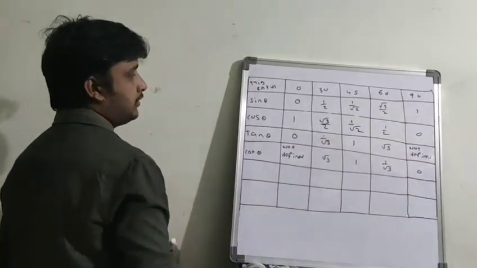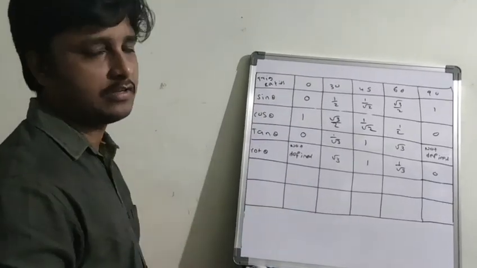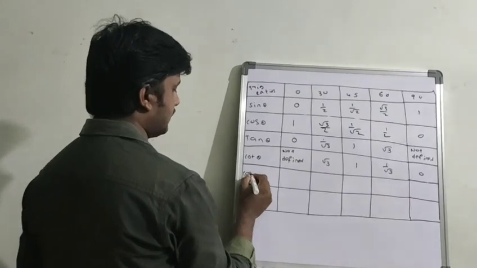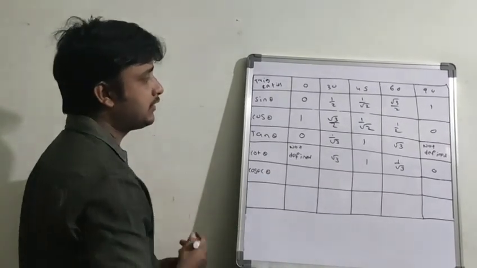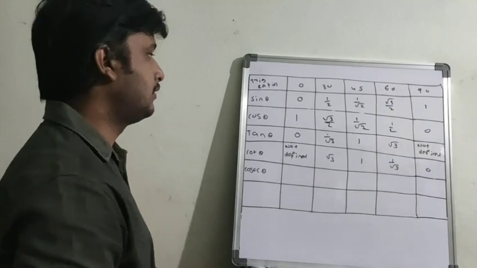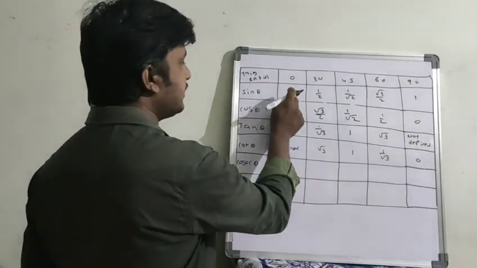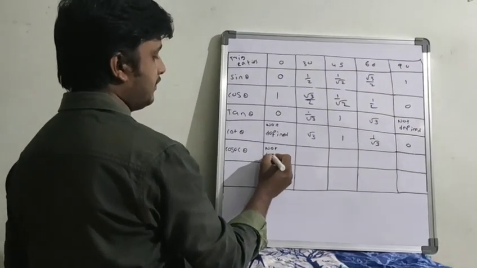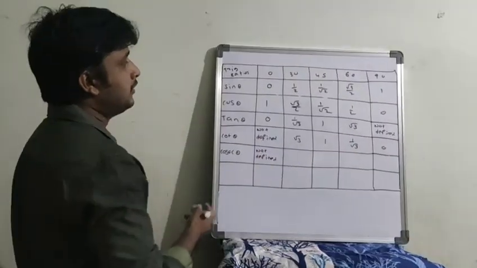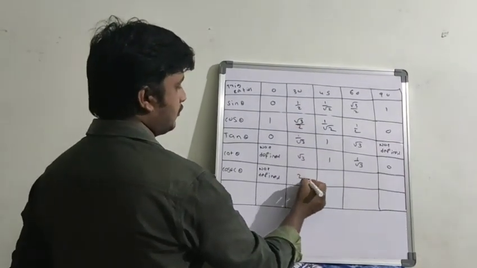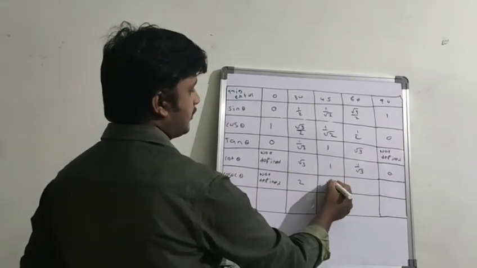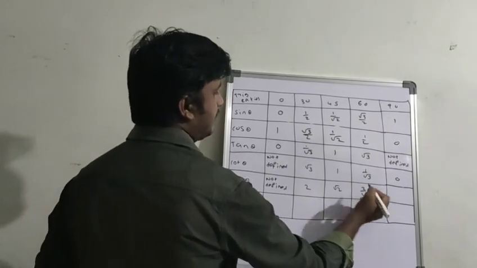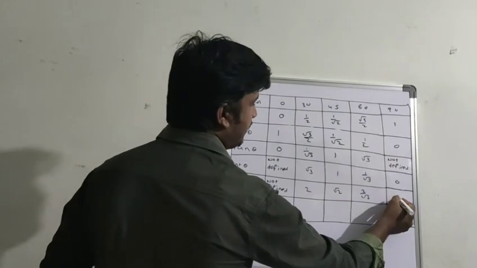After cot theta, you can take the reciprocal of sin theta or the reciprocal of cos theta, either one. But I am taking the reciprocal of sin theta, cosecant theta. Cosecant theta is 1 by sin theta. So sin theta is 0, and 1 by 0 is not defined. 1 by 1 by 2 is equal to 2. The reciprocal of 1 by root 2 is root 2 by 1, which is root 2. The reciprocal of root 3 by 2 is 2 by root 3. And for 1, 1 by 1 is 1 only.